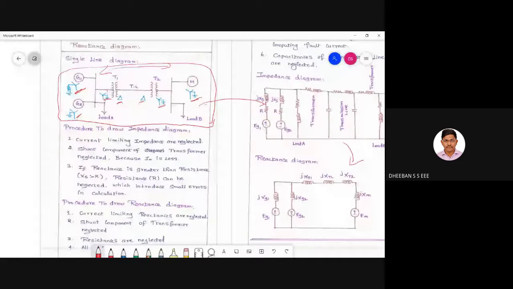Okay, so the procedure for drawing the impedance diagram is over here. The current limiting impedances are neglected. And while solving the problem, you can easily understand that the shunt component of the transformer is neglected. Mostly this kind of impedance diagram and reactance diagram revolves only around assumptions.